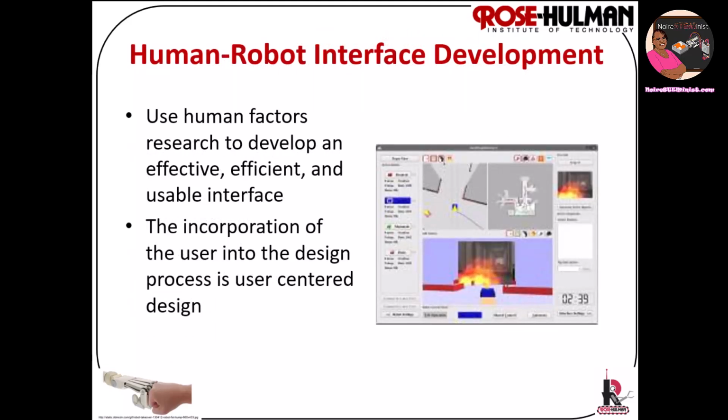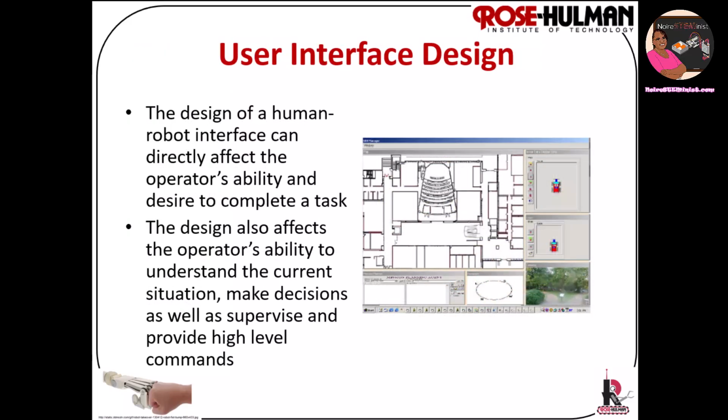In human-robot interface development, you want to use human factors research to develop an effective, efficient, and usable interface, with the incorporation of the user into the design process as part of user-centered design. In user interface design, you want to design the interface so that it can directly affect the operator's ability and desire to complete a task mostly error-free, efficiently, and effectively. This design also affects the operator's ability to understand the current situation, make decisions, as well as supervise and provide high-level commands, which is called situational awareness, while keeping their mental workload, or operator workload, low.